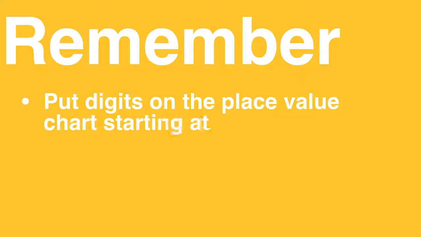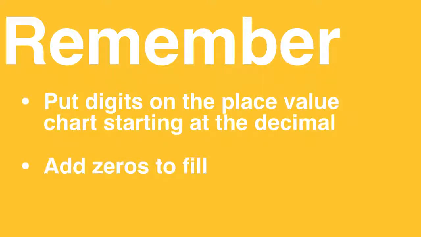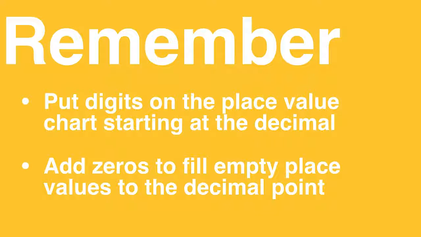From today, remember, put digits on a place value chart starting with the decimal, and then add in zeros to fill empty spaces between the number and the decimal point.